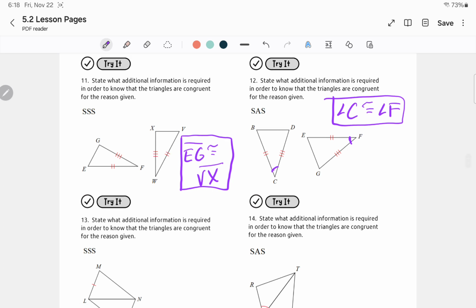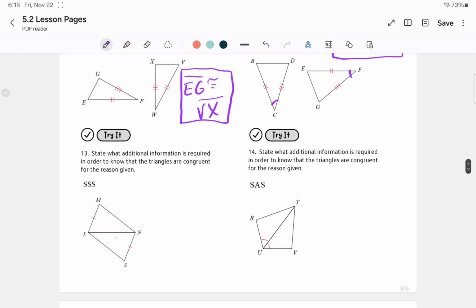All right, number 13. Again, we need side, side, side. This side that is kind of overlapping itself, we need to mark that. And now what is that third side that would have to be congruent? That would be MN would have to be congruent to LS. No, SL. Remember, it's okay if you write LS. The order doesn't really matter because I know what you mean, but technically it should be MN is congruent to SL. And now number 14, we have a side angle side.